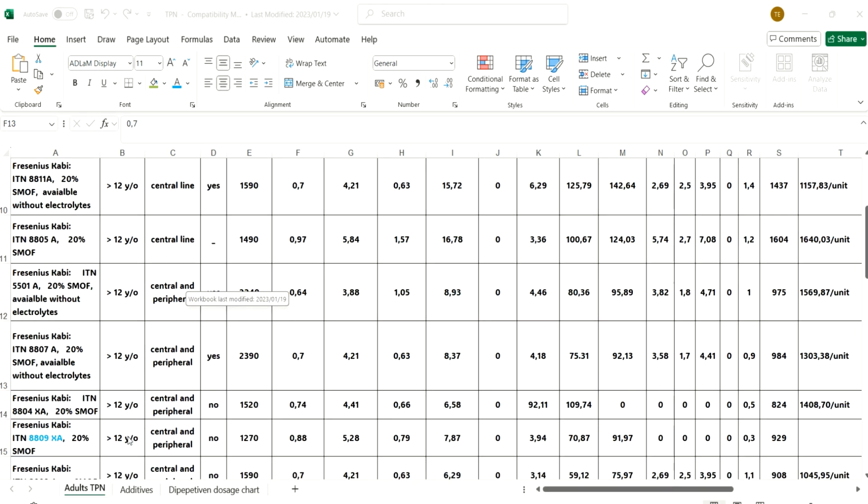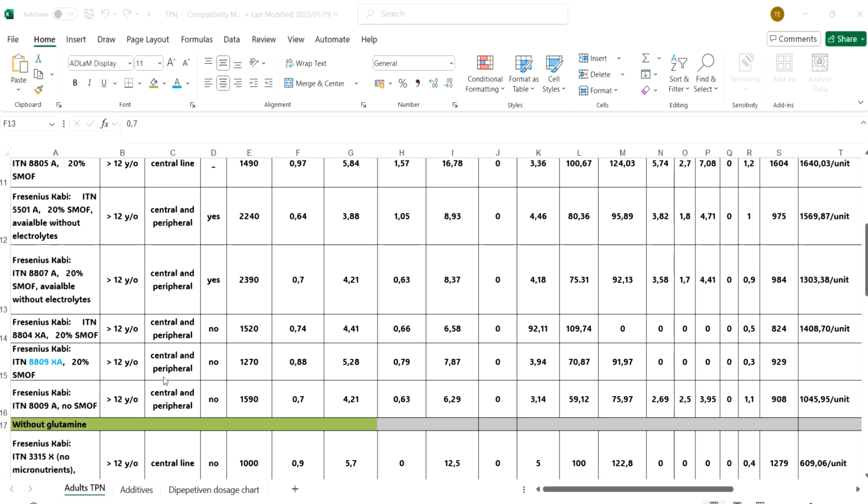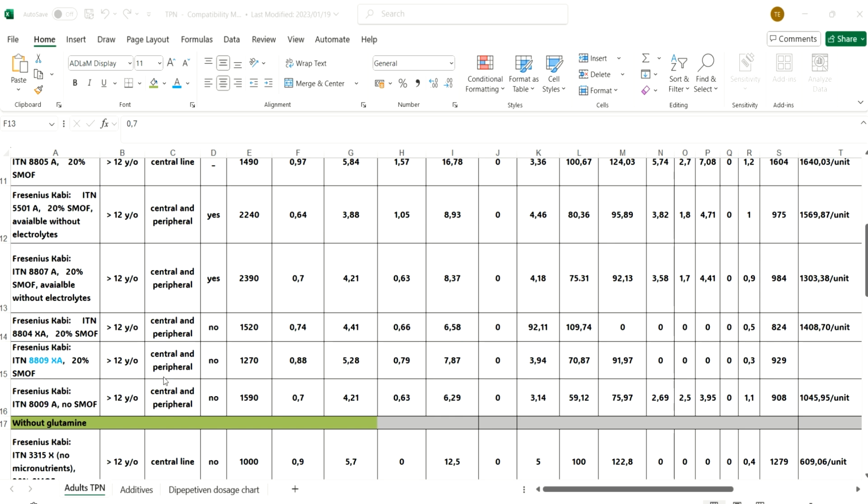Okay, so some bags are simply just available without electrolytes. For example, the 8804 bag and the 8809. So XA will indicate and will tell you that it is a bag without electrolytes and it's not available with electrolytes, right? We also notice that some bags are both central and peripheral. Okay, so we can use it either centrally and peripherally. If the patient has, for example, a peripheral line, then you can use that.